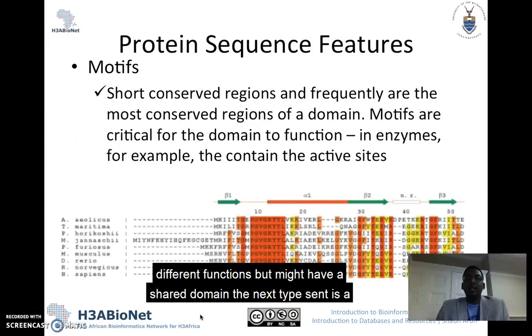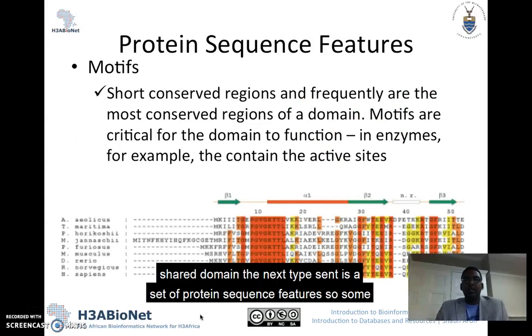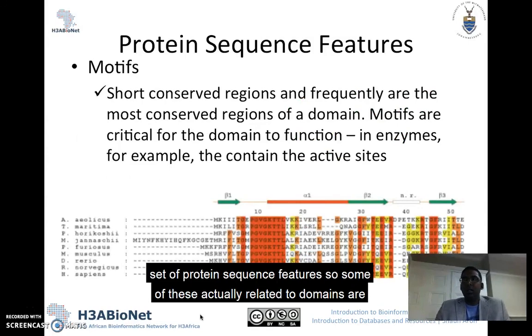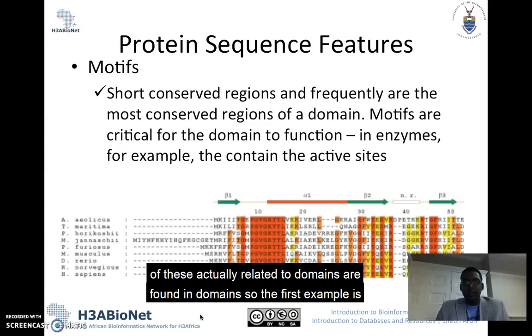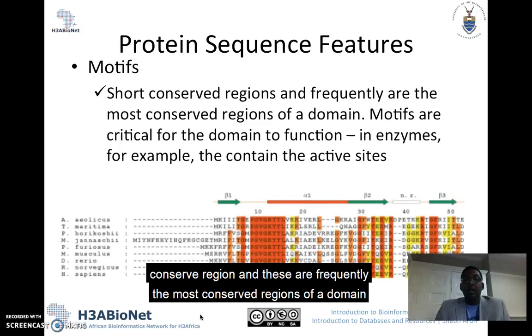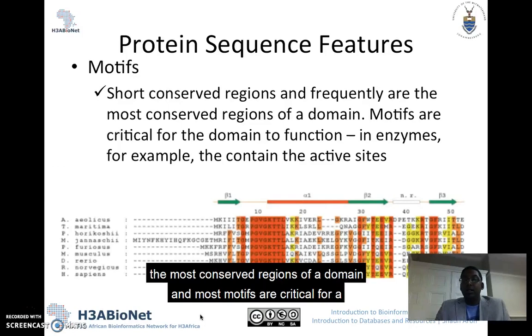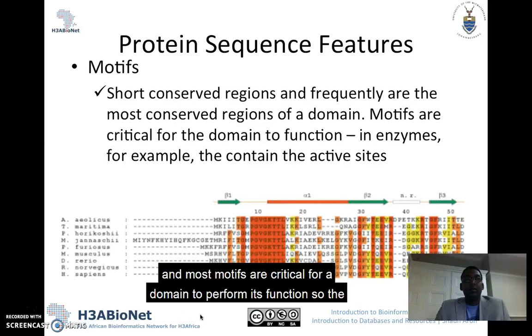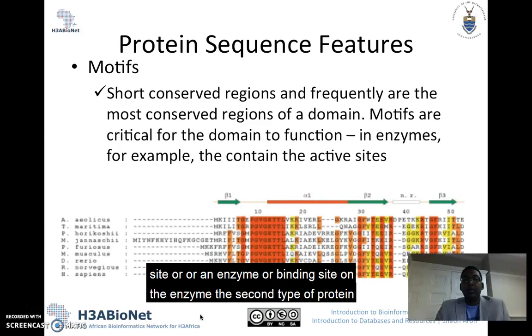Okay. The next set is a set of protein sequence features. Some of these are related to domains, found in domains. The first example is a motif. This is a short conserved region, and these are frequently the most conserved regions of a domain. Most motifs are critical for a domain to perform its function. So the motif might be involved in an active site for an enzyme, or a binding site for an enzyme.